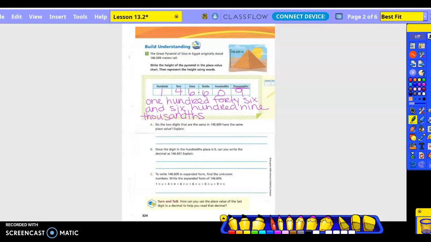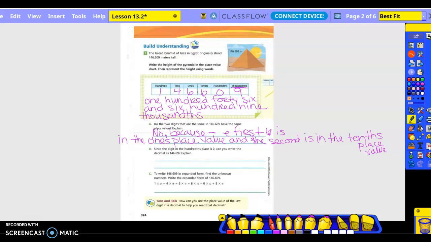Letter A, do the 2 digits that are the same in 146.609 have the same place value? So no, because the first 6 is in the ones place value and the second is in the tenths place value.